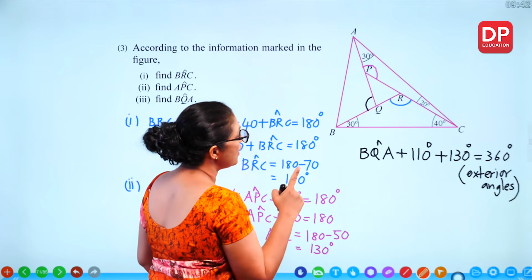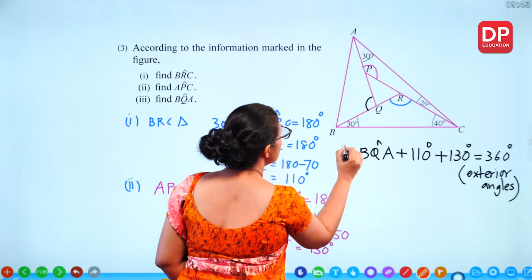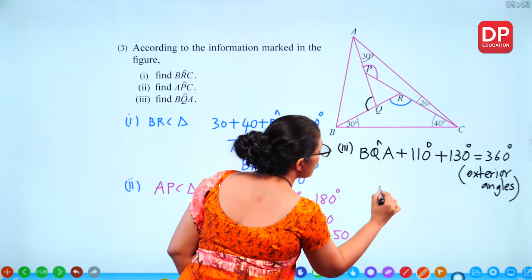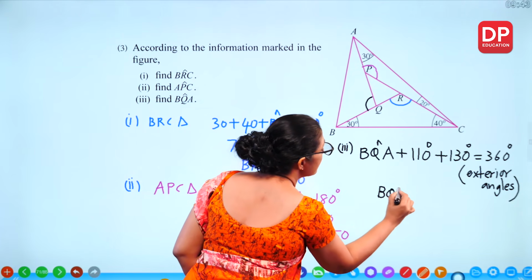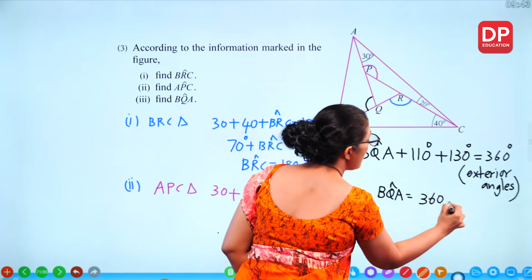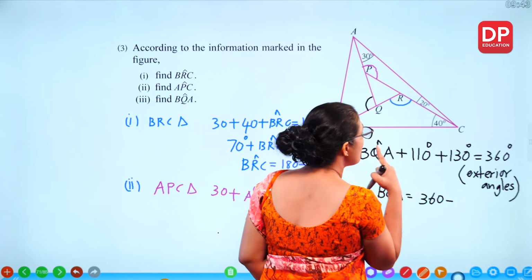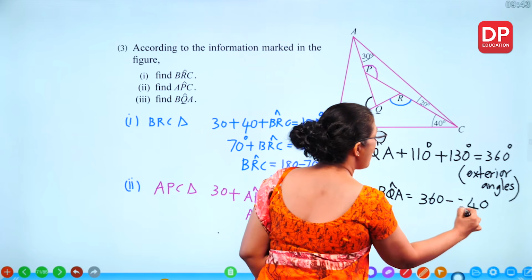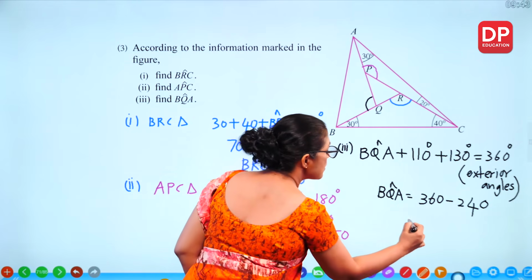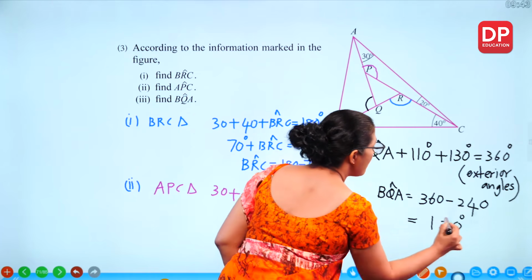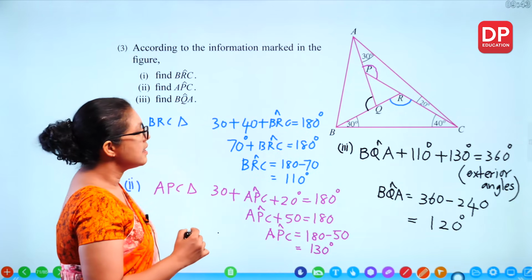Now we can find out BQA angle. So this is part 3. So BQA angle is 360 minus these two. The sum of these two, you get 240. So what's the subtraction? You get 120 degrees.